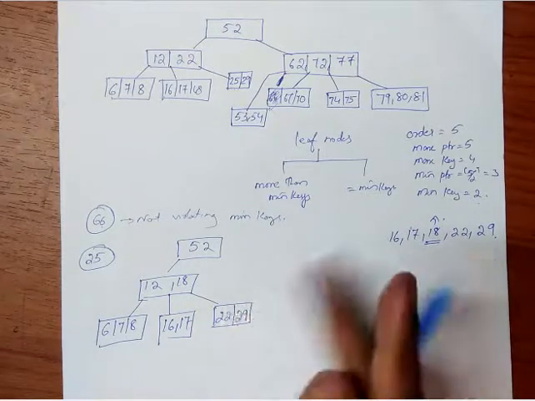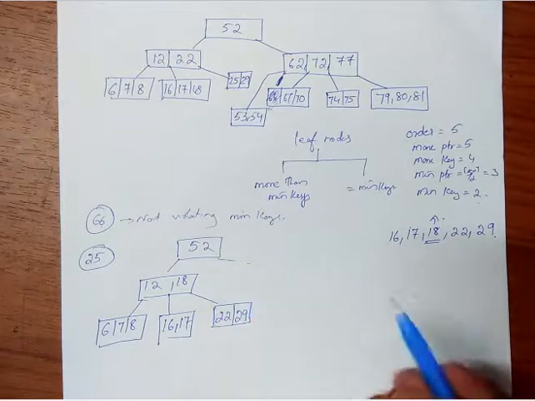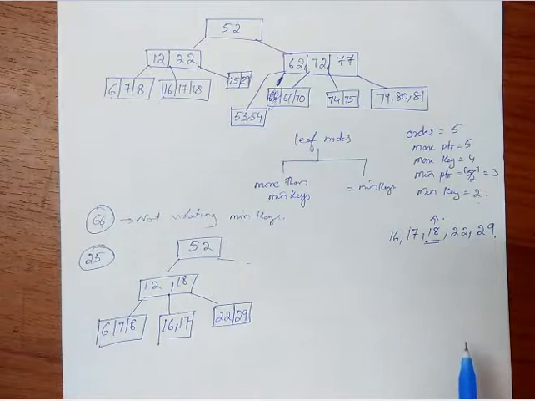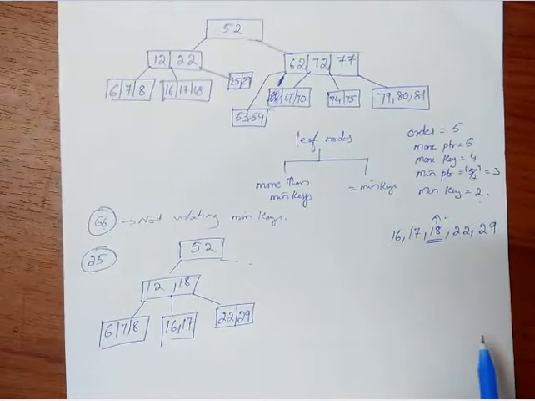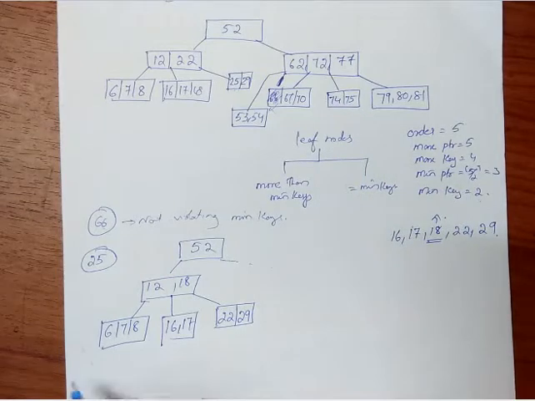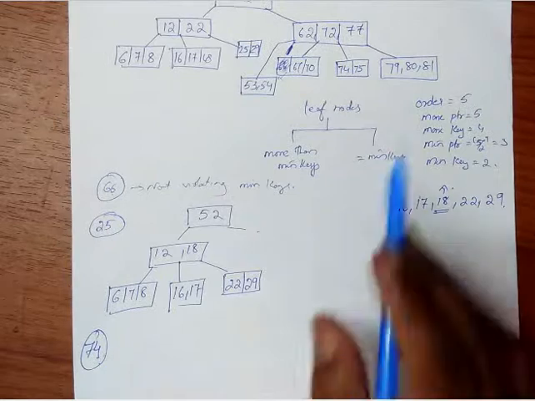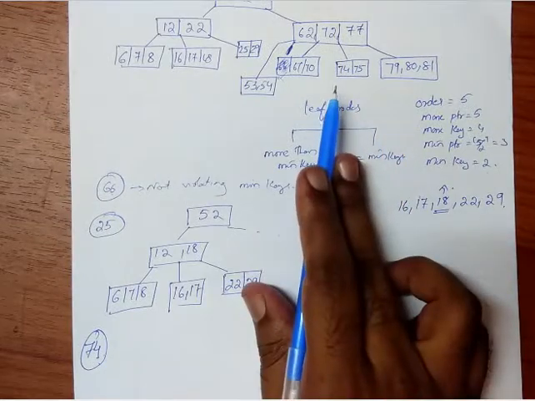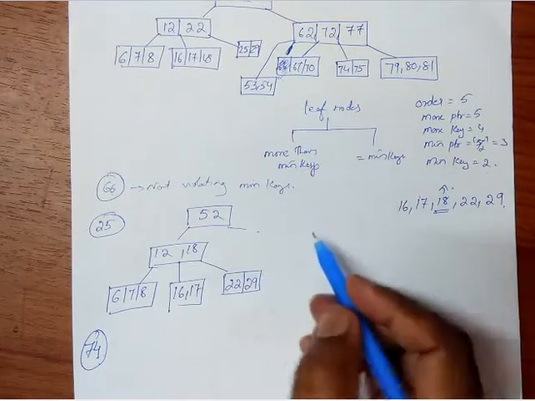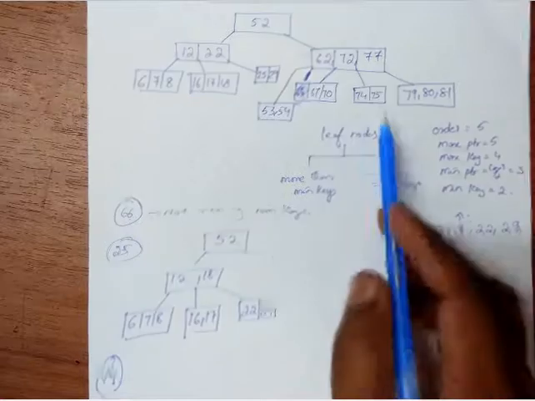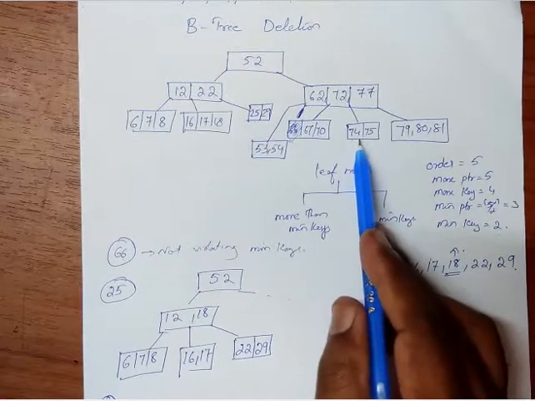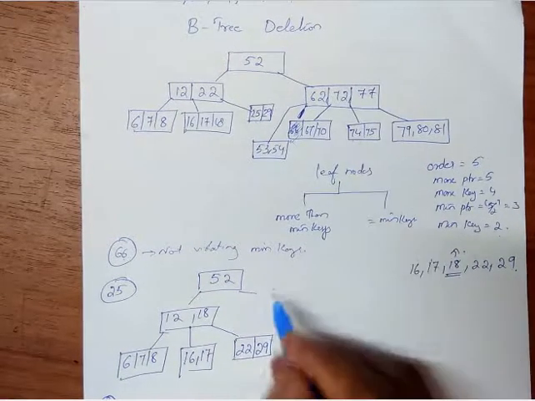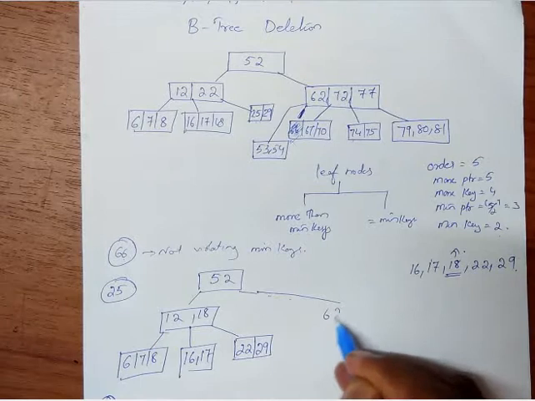Next is 22 followed by 29, and you have to write the rest of the tree. If 52 has a right child, there is no change from the above figure, so you have to write directly. Next we need to remove 74. In order to remove 74, we need to search. We can complete this tree, then it will be easier.